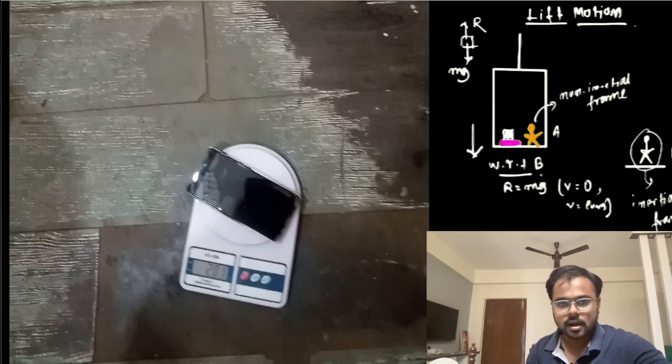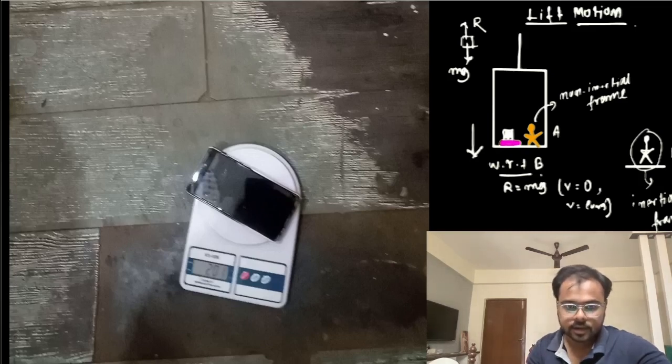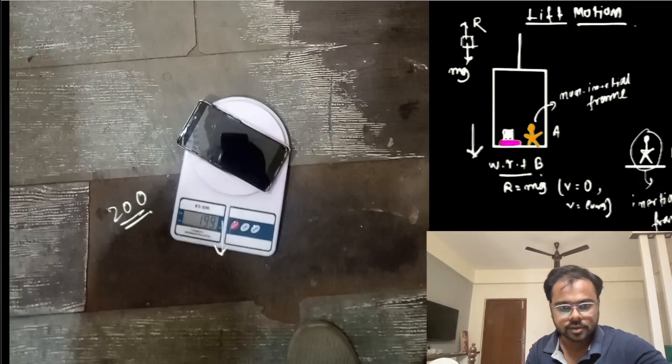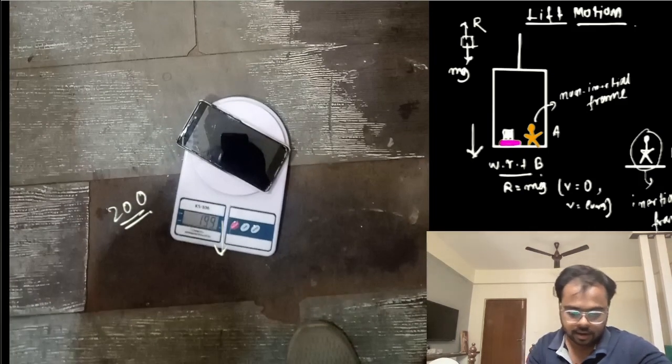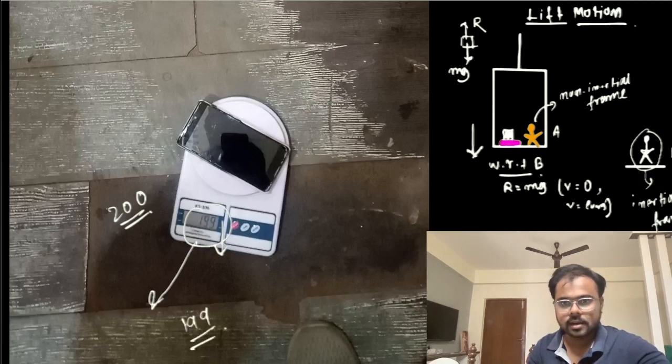Now, I'll start the motion of the lift. We have already started the motion of the lift. As you can see here, the weight has already reached 200, right? You can understand it reaches 199 now. I hope you can understand this value reaches 199. So when the lift goes down, you can understand the weight decreases.